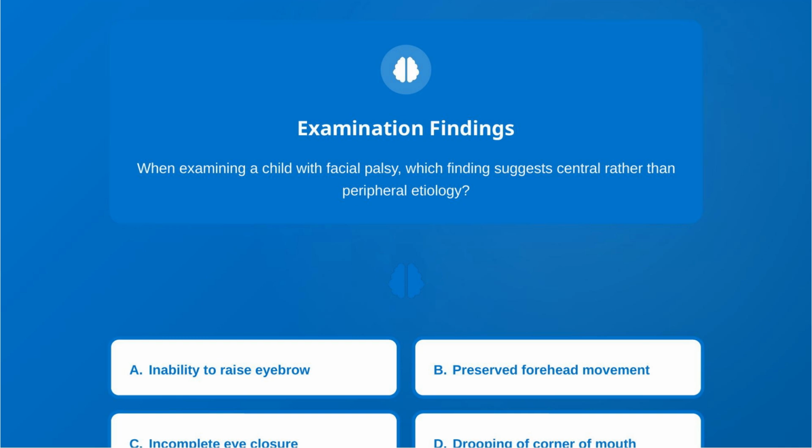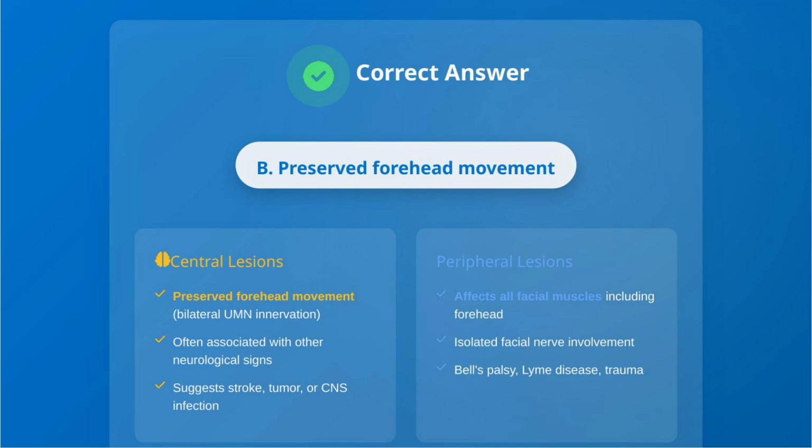When examining a child with facial palsy, which finding suggests a central rather than peripheral etiology? A. Inability to raise eyebrow. B. Preserved forehead movement. C. Incomplete eye closure. D. Drooping of corner of mouth. Think about the neuroanatomy of facial innervation and what distinguishes central from peripheral lesions. The correct answer is B.